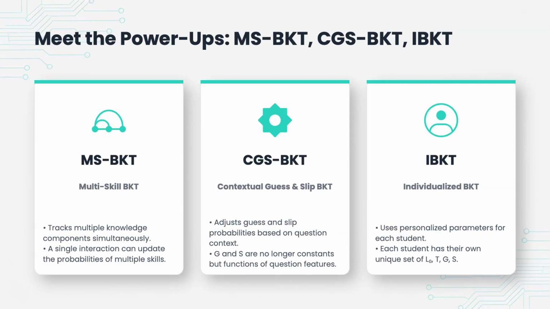To overcome these limitations, researchers have developed three key extensions. Today, we'll focus on these three: multi-skill BKT, or MS-BKT, which handles multiple skills at once; contextual guess and slip BKT, or CGS-BKT, which smartly adjusts the guess and slip probabilities based on the question itself; and finally, individualized BKT, or IBKT, which tailors the model to each student's unique learning profile. Let's break them down one by one.